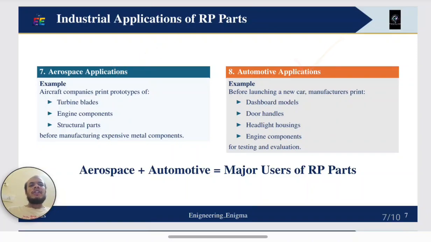And the next one is automotive applications. Before launching a new car, manufacturers create prototypes. What type of prototypes? Dashboard models, door handles, headlight housing, engine components. These prototypes help engineers evaluate performance and usability. Without RP parts, automobile development would be much slower and more expensive. So aerospace and automotive industries are among the biggest users of RP parts.